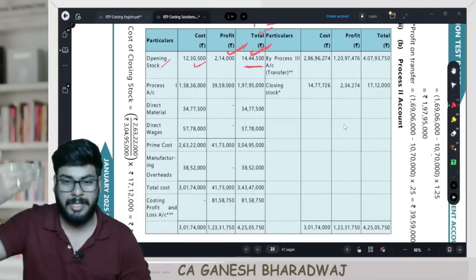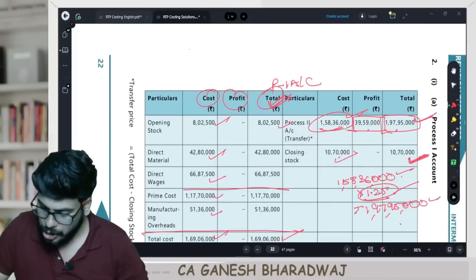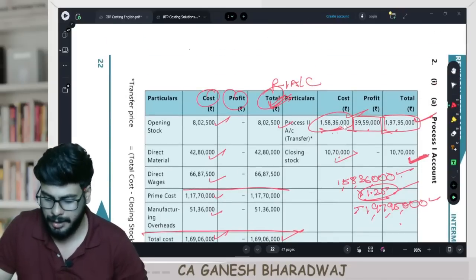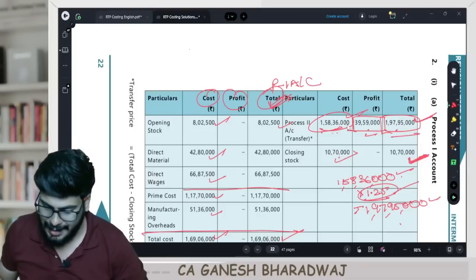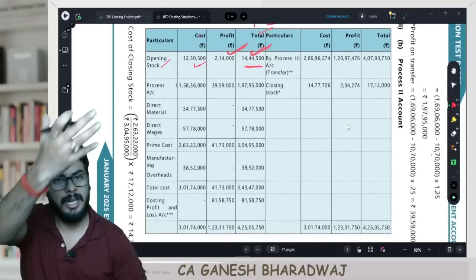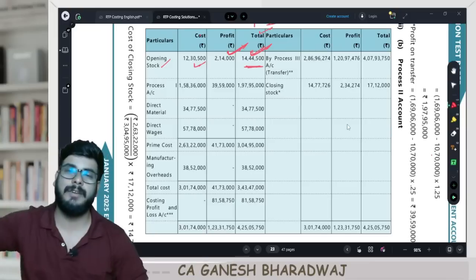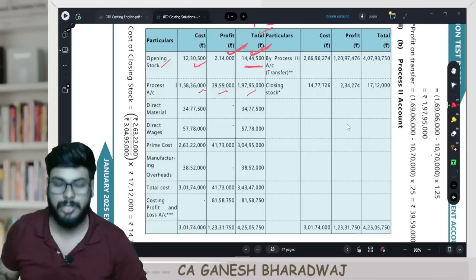Now, from process 1 account, what is the output that got transferred? We just found it out here. So 1 crore 58 lakh 36,000 with a profit of 39,59,000, and the total column. This exactly comes in here on the debit side because it has exited from process 1 and entered into process 2. So in process 2, it comes as a debit side item. These figures are also available.